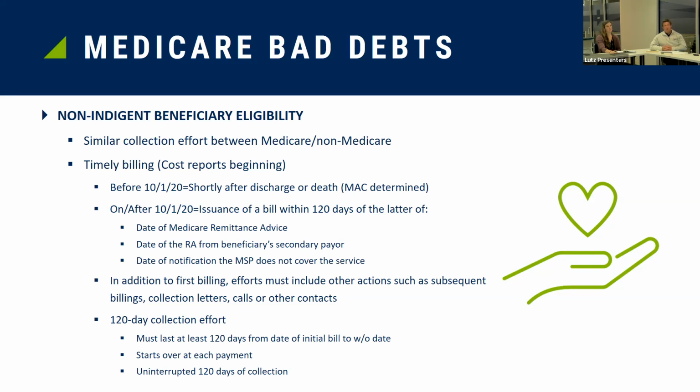But then the 120-day collection effort, and you'll see this is a common string throughout. To be able to claim a bad debt for Medicare on the cost report, it needs to be at least 120 days from the date of the initial bill to the write-off date for this category. And it starts over at each payment. So if you have somebody who is making $5 payments per month, for example, that 120 days starts over. So that's just an important item of note.